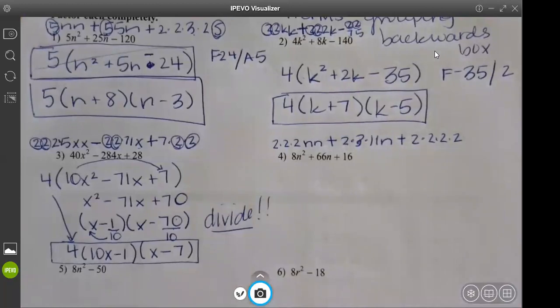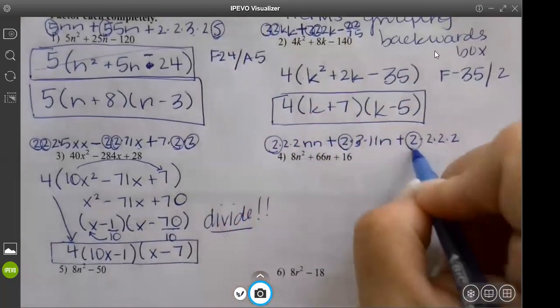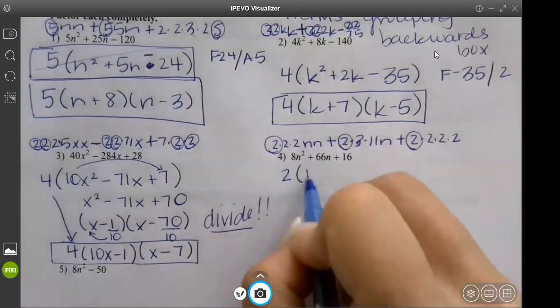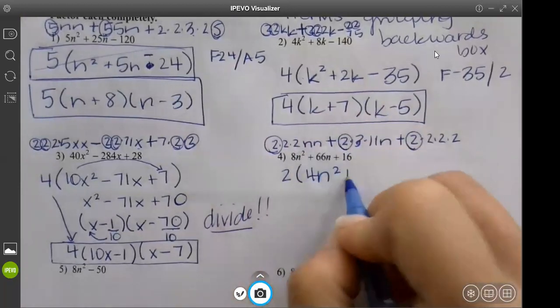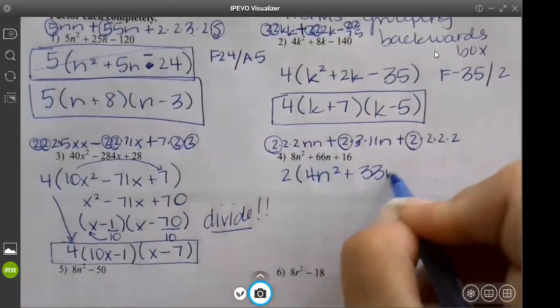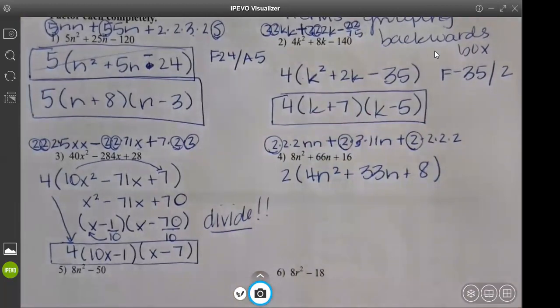What is in common? There's 2 2s. Is it 2 2s? No, it's 1 2. Just one. So that's going to come outside. That leaves you with 4n squared. 2 times 2 is 4 and 2 n's. 3 times 11 is 33. And 2 times 2 times 2 is 8.